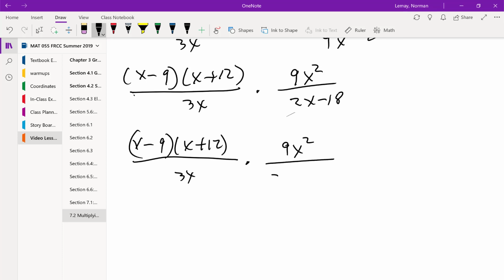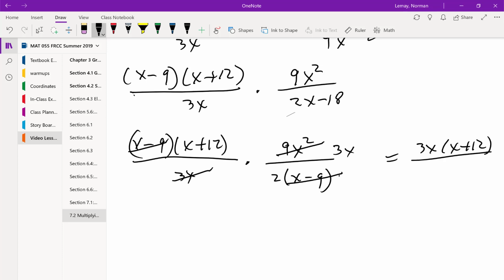And notice down here I can pull a 2, so x minus 9. Let's note that x minus 9 cancels with x minus 9, and 3x goes into 9x squared, so we get a 3x left over. Okay, so up top it looks like we get 3x, x plus 12 on the top, and a 2 down on the bottom. And that's all done. Okay.